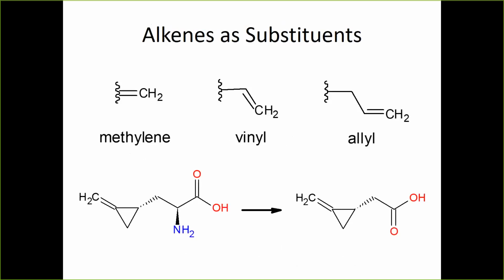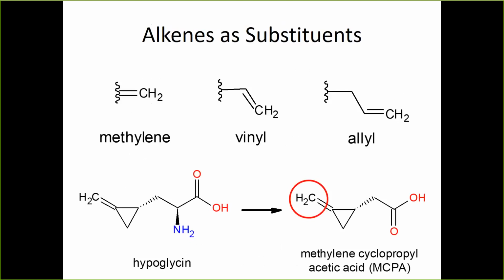And what is MCPA? Well, the M stands for methylene. And you see there's the methylene group that's been circled in red. And the C is for the cyclopropyl group, which is that 3-membered ring. And then the acetic acid is a common name for the structure on the far right there. So this is methylene cyclopropyl acetic acid, or MCPA.